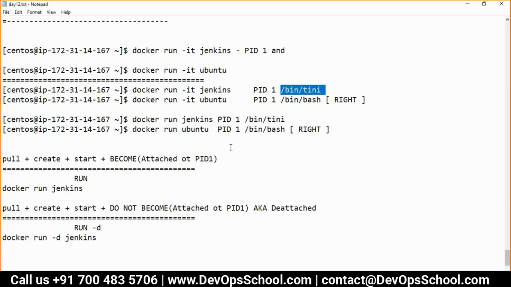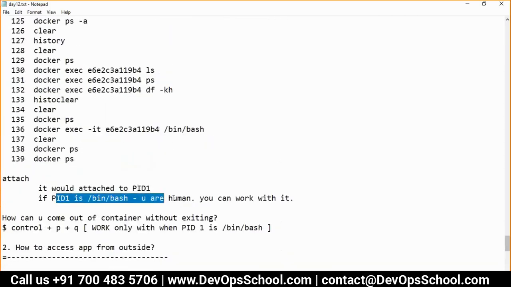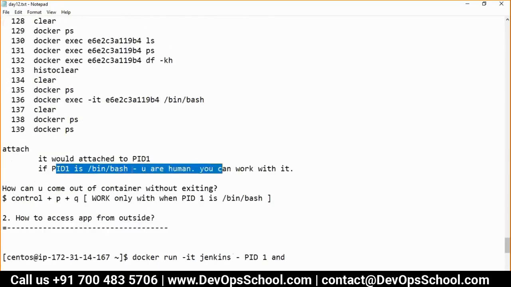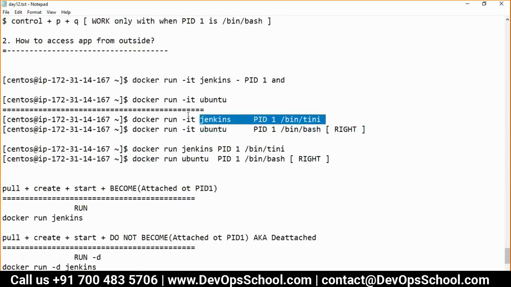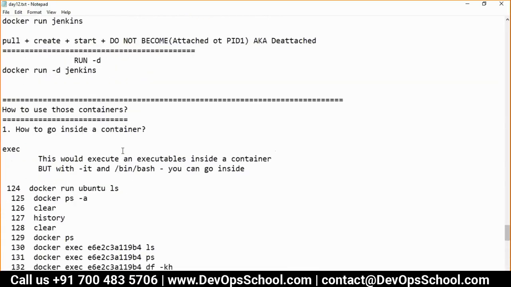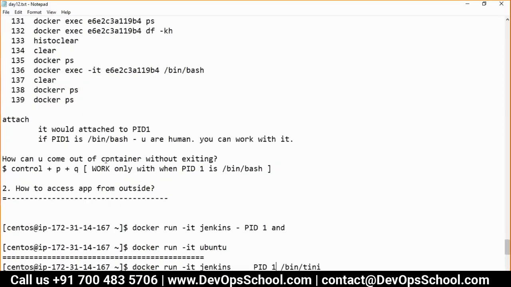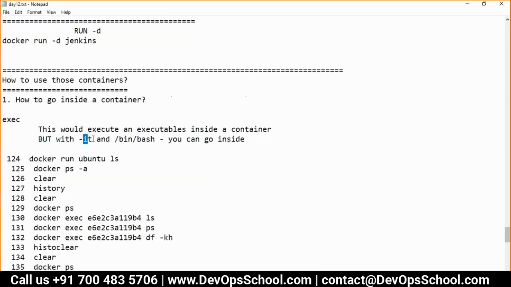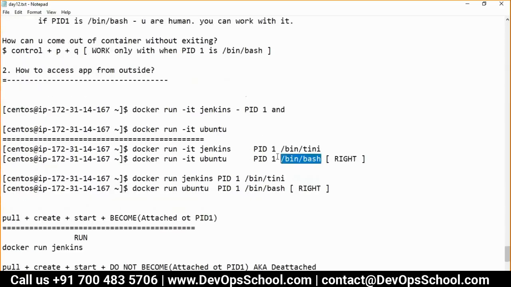Okay, but my question was: in the exec command we were using bin bash as well, but in run we were simply using -it. Understand that in the exec command you can run bin bash only in the case of the Jenkins image, because here Tini is not set as PID 1. So when you use interactive mode here, it always works with bin bash. Here you don't need to use it, because bin bash is anyway set.